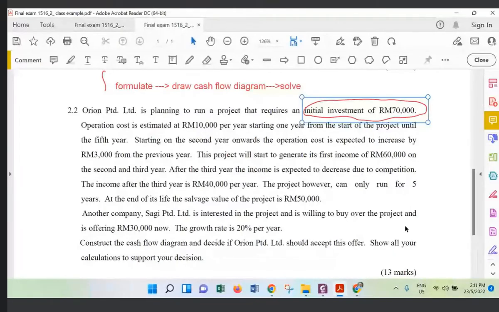Okay, Prem, so can you share the first value of 70,000 on the cash flow diagram? So can you share in WhatsApp, please, Prem?